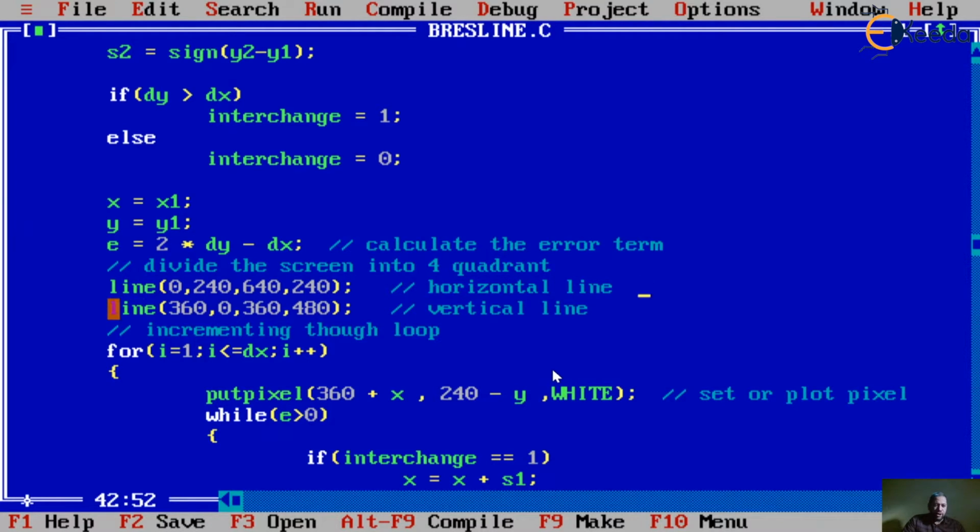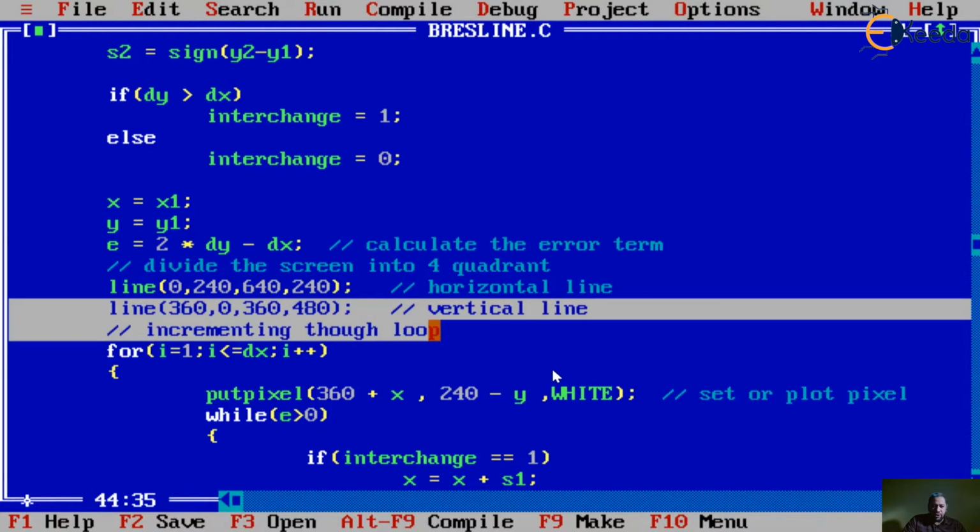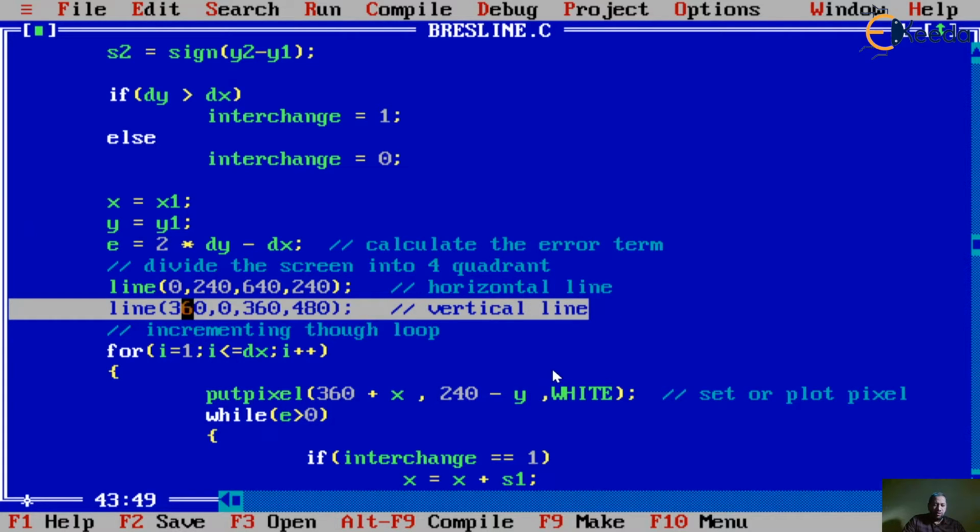Then I am drawing the vertical line at the center of the screen. So my x value will be in this case 360, y value 0, again 360 and 480.